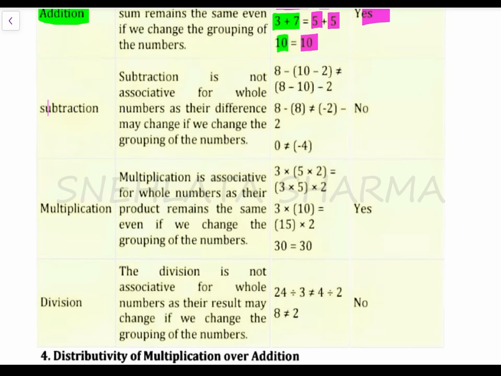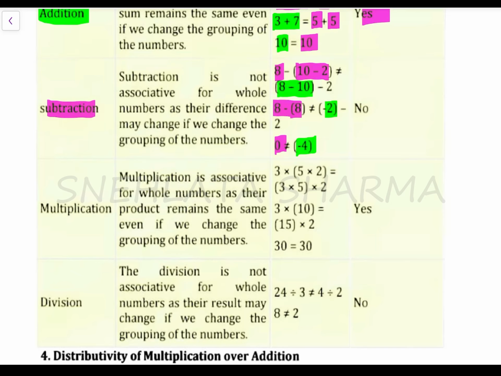For subtraction, I will take another example. Suppose I have 8, 10 and 2. Now for first grouping, it is 10 minus 2, which gives me 8. So 8 minus 8, this gives me 0. For second example, I will group 8 and 10 together. So 8 minus 10, this gives me minus 2, and minus 2 minus 2 gives me minus 4. So both the results are different. Since the results are different, we can say that subtraction is not associative for whole numbers, as their difference may change if we change the grouping of numbers.